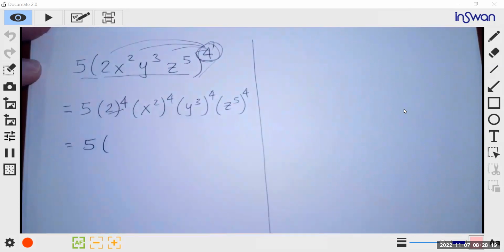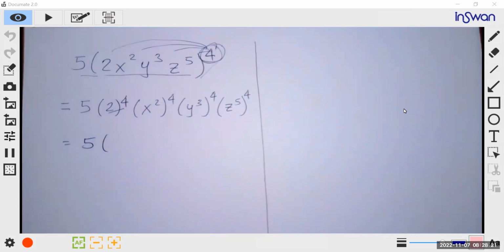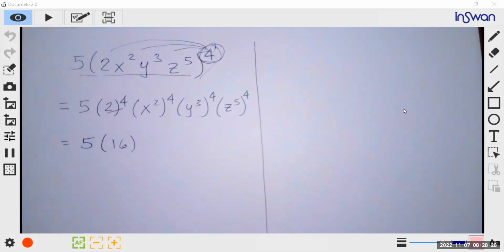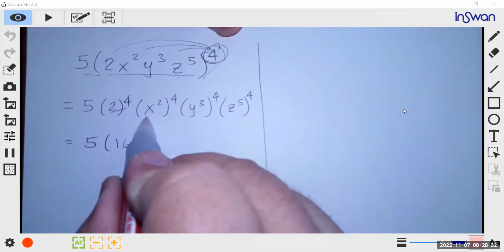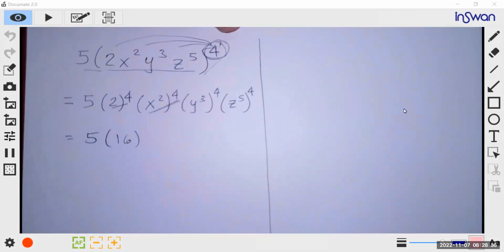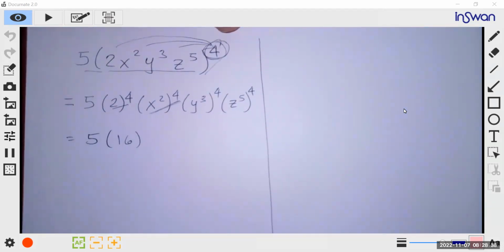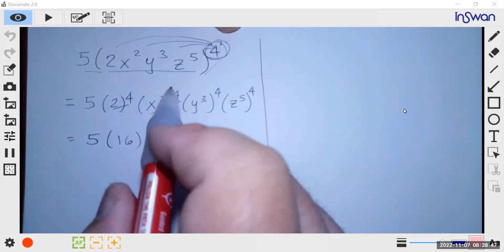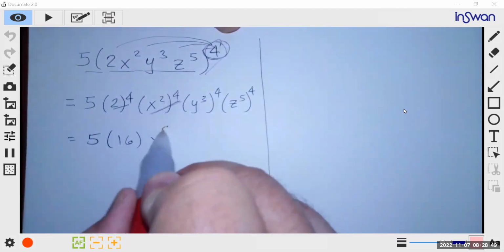What is 2 to the 4th power? 16. 2 times 2 is 4, times 2 is 8, times 2 is 16. What about this one? What does this one become? What's the rule about power to a power? You multiply. That's the power rule. So 2 times 4 is 8.